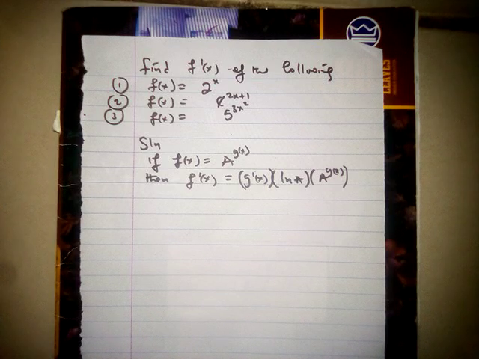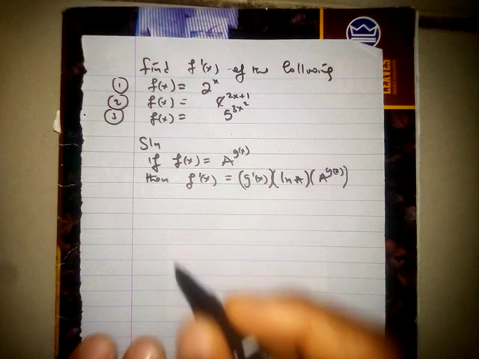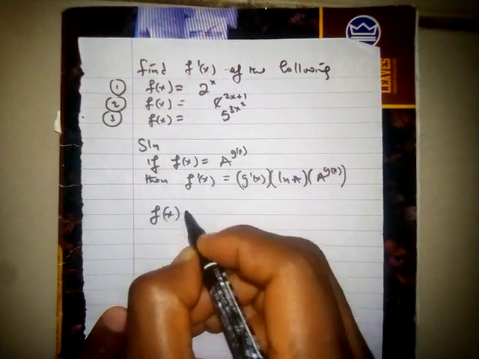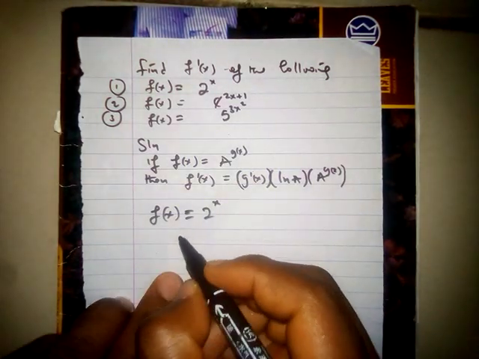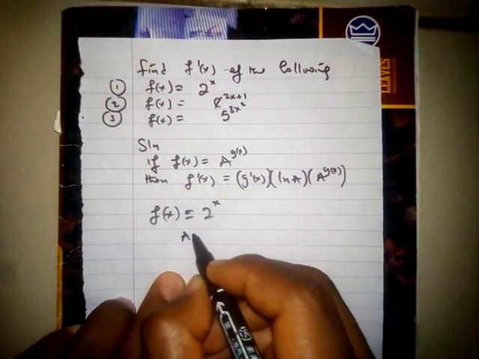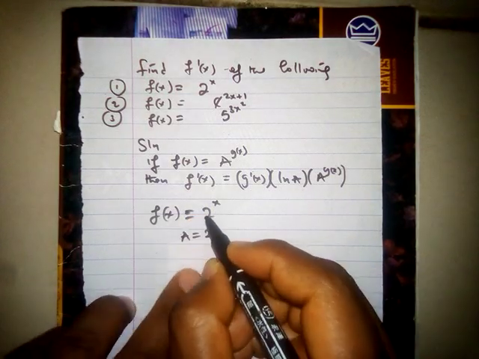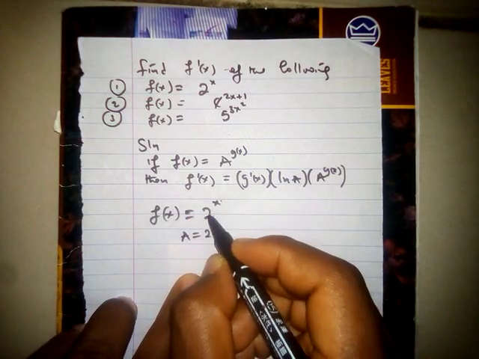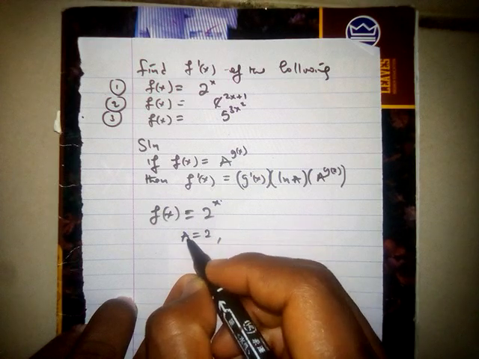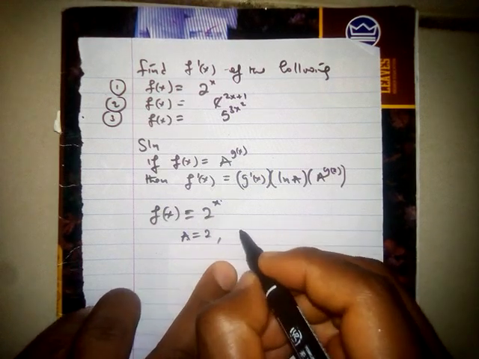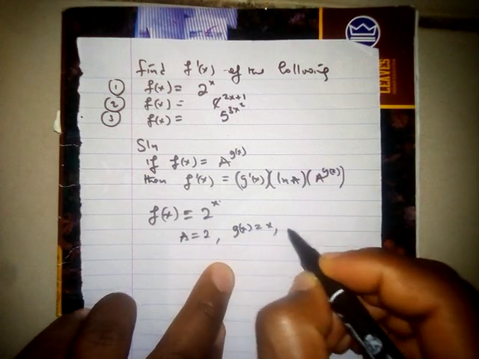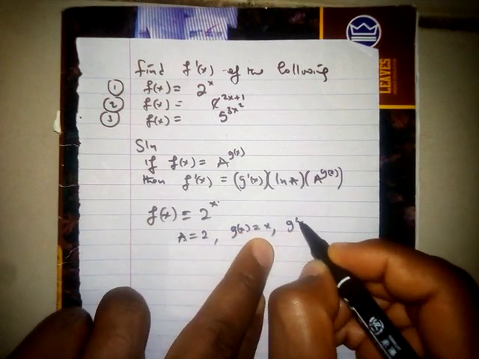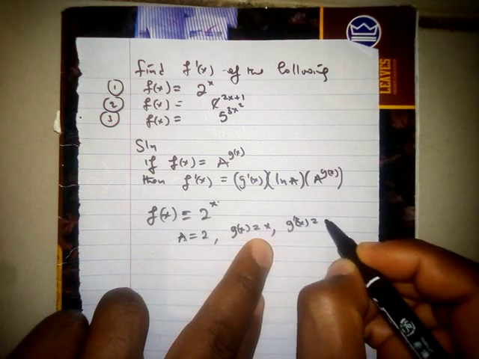Now let's solve the following. For the first question, our f of x is 2 raised to the power of x. Let's identify our parts. My a here is 2 because this is the base, and the base is a constant. The function of x, which is g of x, is equal to x. So if my g of x is x, that means my g prime of x is equal to 1.